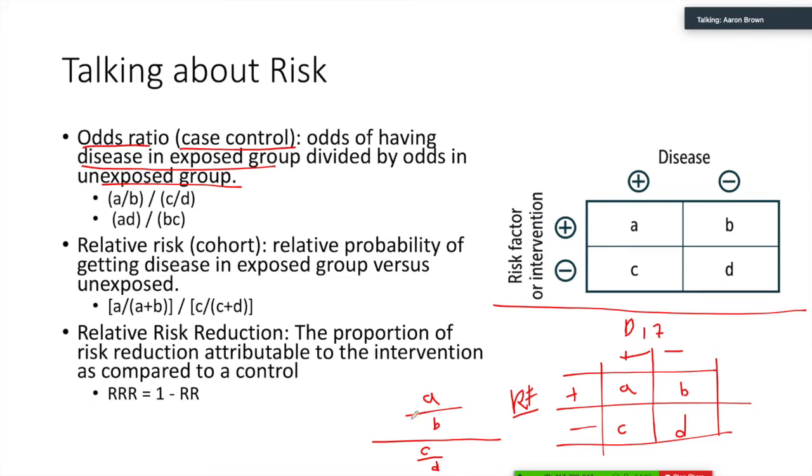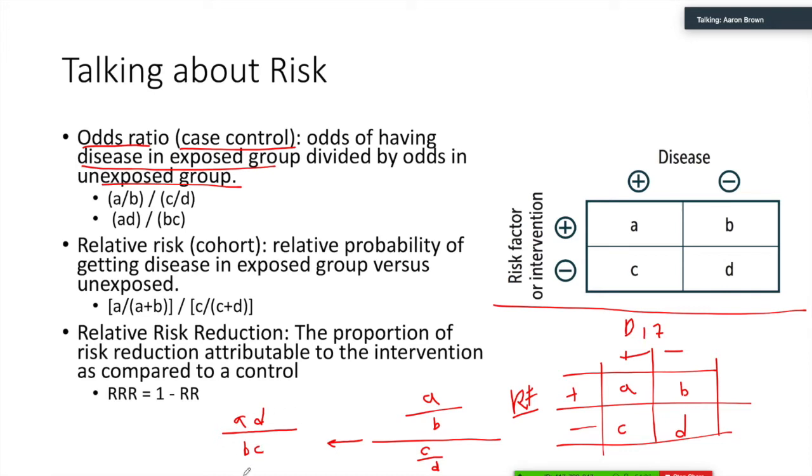All right? Now, to make this a little bit more digestible, we can algebra this out, and the number that you actually get is going to be A times D, which is the number with the disease with the risk factor times the number without the disease without the risk factor, divided by B times C, which is people without the disease with the risk factor, and people with the disease without the risk factor.